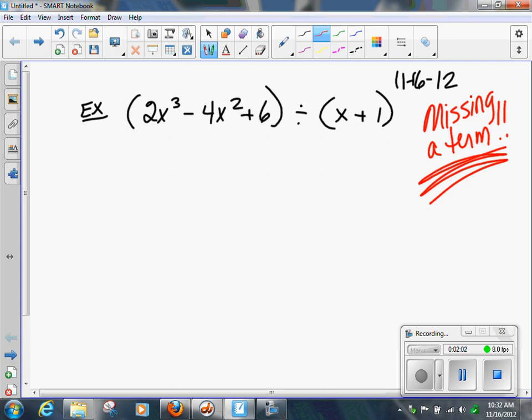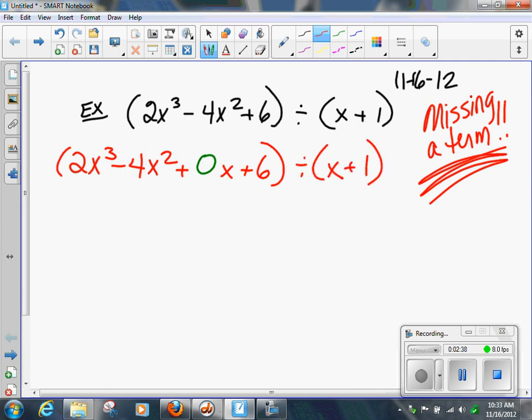The x term. So what if I rewrote it as 2x cubed minus 4x squared plus something x plus 6? Folks, what does the coefficient of x have to be if it's not there? 0. Because if it were 1, of course, then the x would be there. But if it's 0, 0 times anything is 0, and then it kind of just drops out of there, right? So we got to put 0 as the coefficient of x, and we're still dividing by that binomial x plus 1. You guys on board?